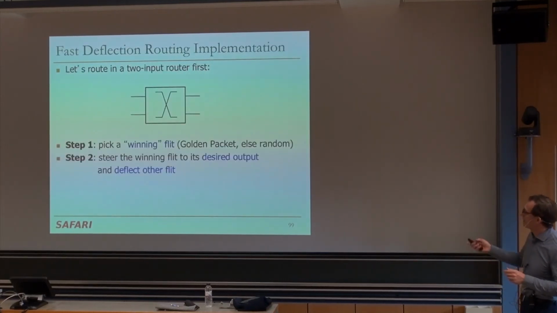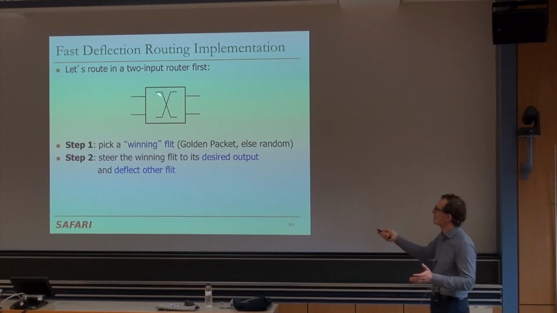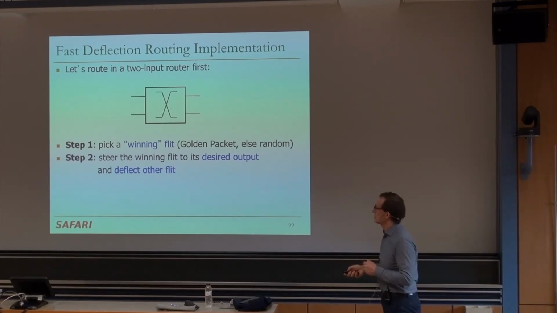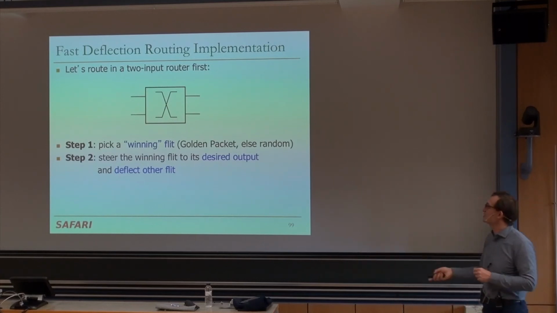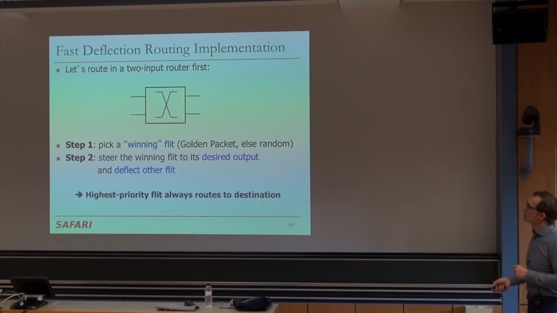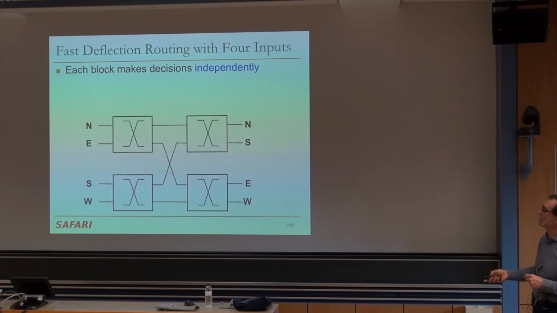We've discussed this already, but basically you pick a winning flit. If it's golden, you pick the golden one. Otherwise, you pick a random one, and that random one is not necessarily a good choice. Then you steer the winning flit to its desired output and deflect the other flit. So the highest priority flit always routes to its destination.